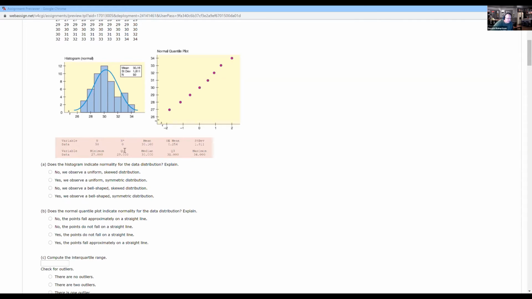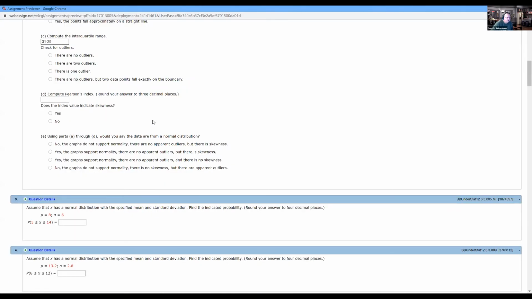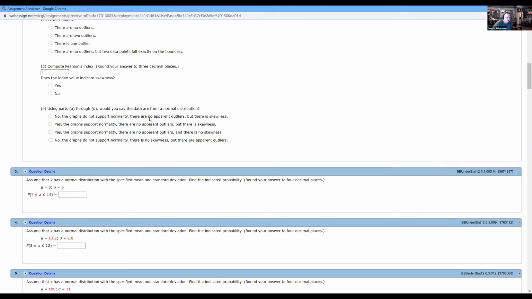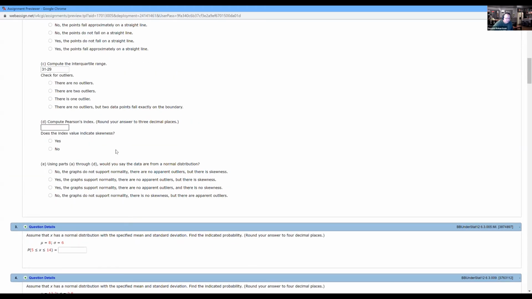If you look carefully, the Q1 is 29 and the Q3 is 31. So when they ask you for the interquartile range, remember it's Q3 take away Q1. You're going to look up the notes for that. And then using it, you decide yeses or nos. So there's 2 yeses on one of them. So I would pick that yes.